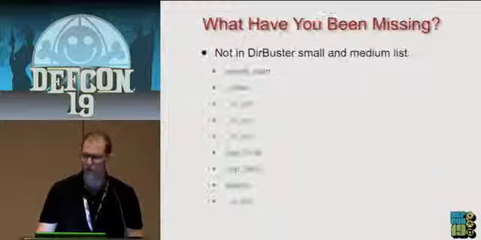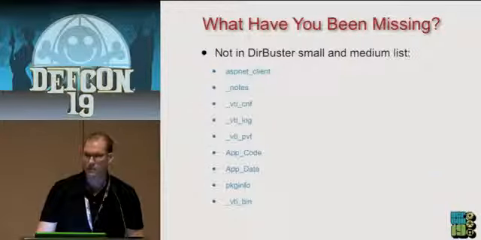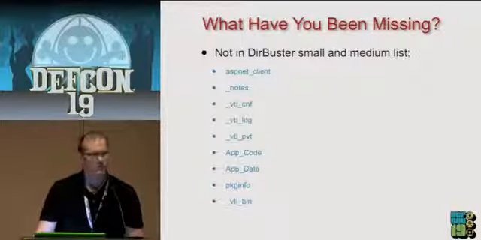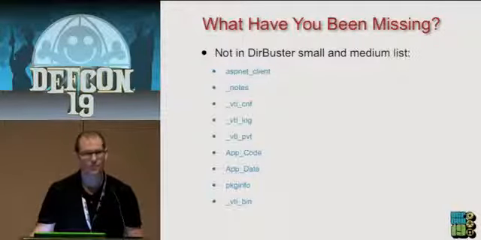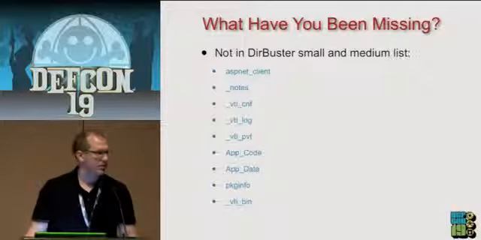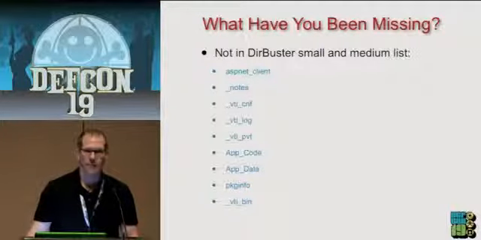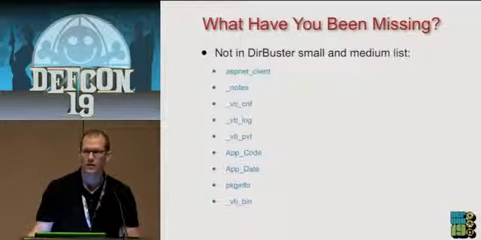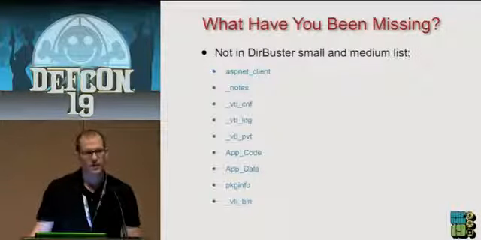So here are some common words that we see in our assessments on web servers that aren't in the small and medium list. I mean, ASP.NET, ASP.NET Client, that's pretty important. The VTI directories, there's good information that can be pulled from that. So that's just something to be aware of. I mean, these are common things that are missing. So if you're depending on these tools and not actually looking at what they're doing, you have these big blind spots.